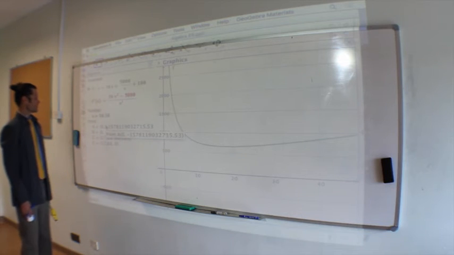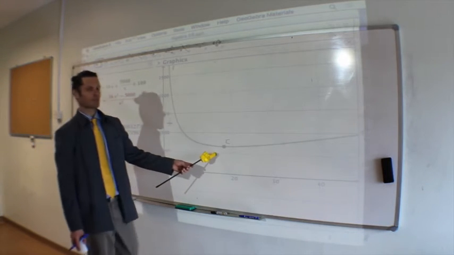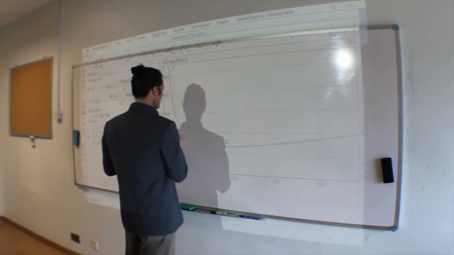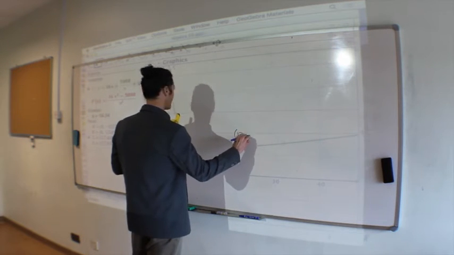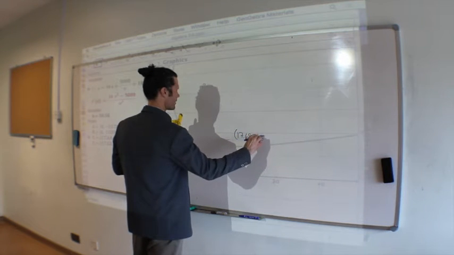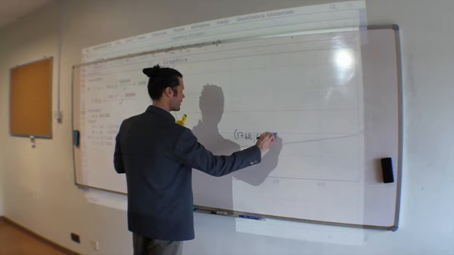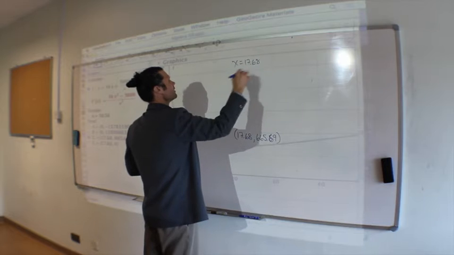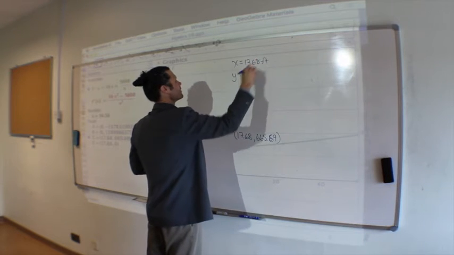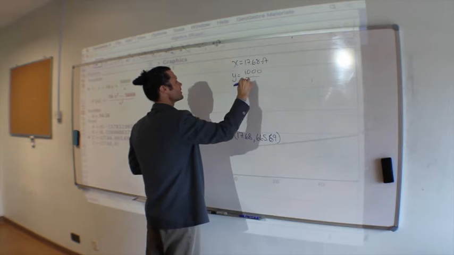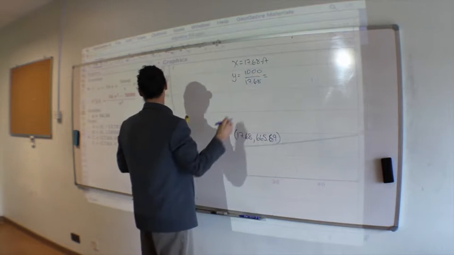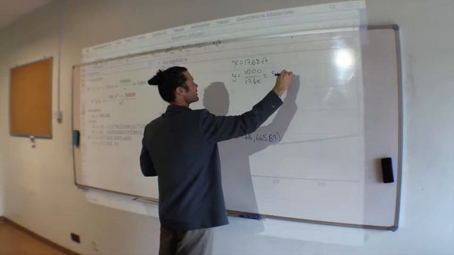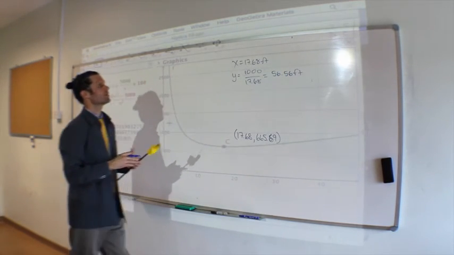But on Geogebra here we've got the function where we can just plot the minimum, plot the extrema. So we get c. And c is at 17.68 and looks like 665.69. So at 17.68 is our x. X equals 17.68. And that means that y, that's feet, y then is equal to 1,000 over 17.68 or roughly 56.56 feet. So there's our dimensions there.